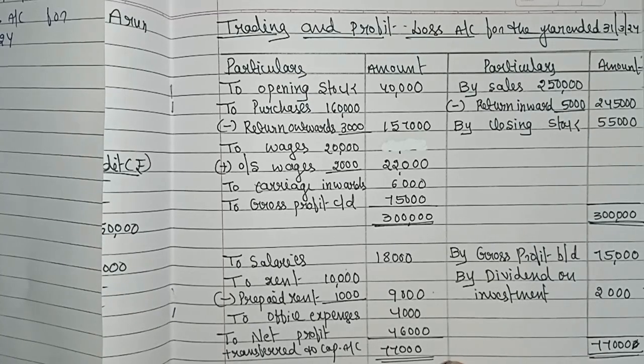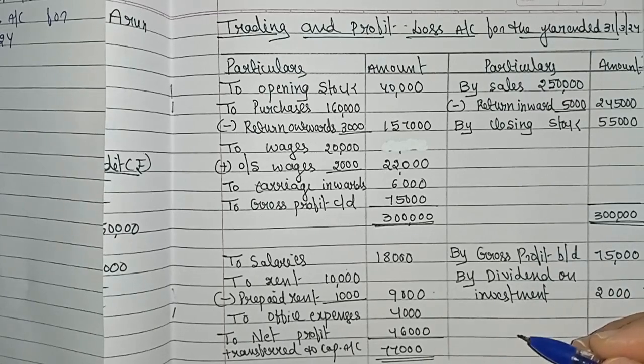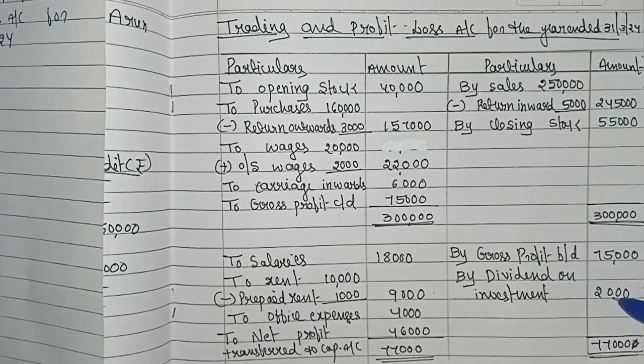If the income is related to main business activity, then it will not be included in the profit and loss account. The income not from the main business activity of buying and selling of goods or producing services, only those items will be included in the profit and loss account. See here, dividend, that is income earned from the investment. Clear? Not from the main business activity. So write down by dividend on investment, that is rupees 2,000.